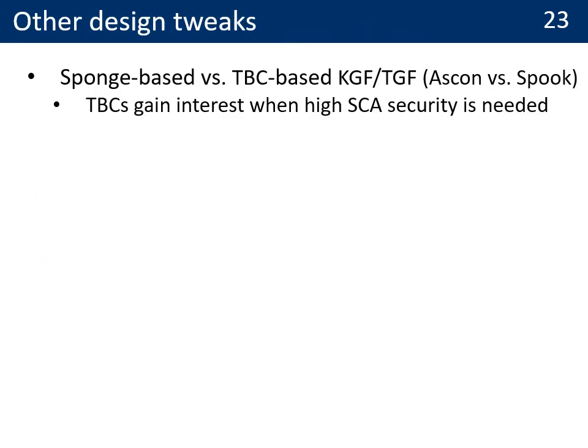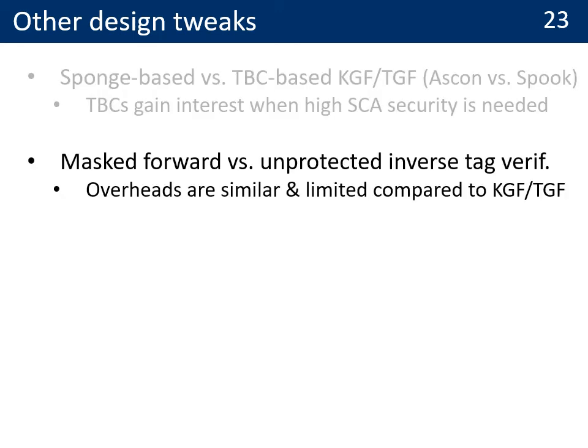We also analyzed other design tweaks. For example, we looked at the key generation function and the tag generation function implemented with a sponge or a tweakable block cipher. We conclude that tweakable block ciphers can gain interest when high side channel security is needed. We also looked at the tag verification implemented in the forward way and masked or implemented in the unprotected way with the inverse TBC. There we conclude that overheads are quite similar and anyway limited compared to the cost of the key generation function and tag generation function.